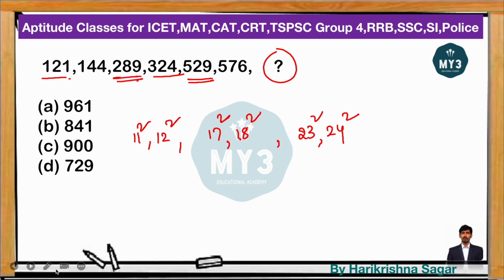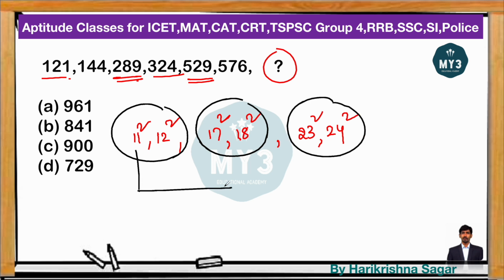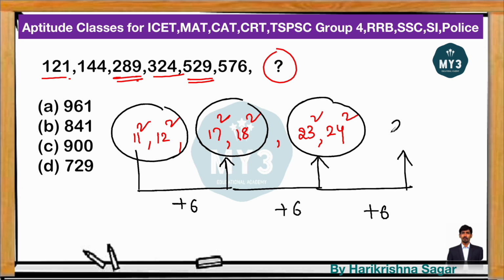Is there any pattern followed by these numbers? Yes, definitely. Two numbers are following a pattern. Starting with 11, 11 becomes 17. That means there is an increase of 6. 17 becomes 23, an increase of 6. Next, 23 plus 6 is 29. So your answer choice must be 29 square and 30 square. The 30 square value is 900.